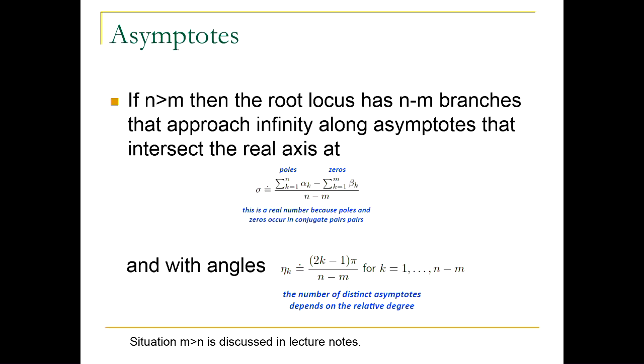So I'm assuming f is causal. So what is the formula? Well, the formula is given here. You have to change k from 1 to n minus m, where n minus m is the difference between the number of poles and the number of zeros, and you have to divide by n minus m.